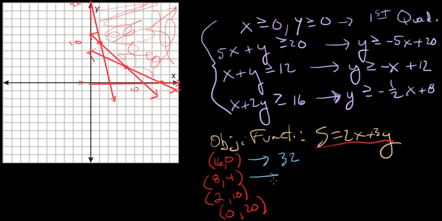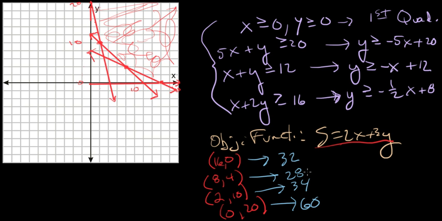Okay. This one, 2 times 8 is 16, plus 3 times 4 is 12. 16 plus 12 is 28. The next one, 2 times 2 is 4. 3 times 10 is 30. So 4 plus 30 is 34. And the next one is 0 and 20. So there's no x there. So 3 times 20 is 60.